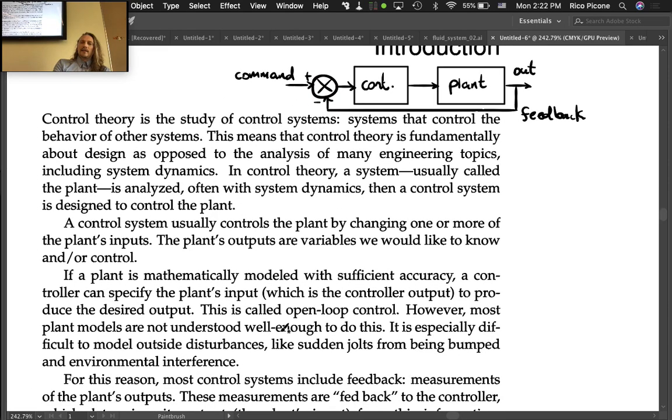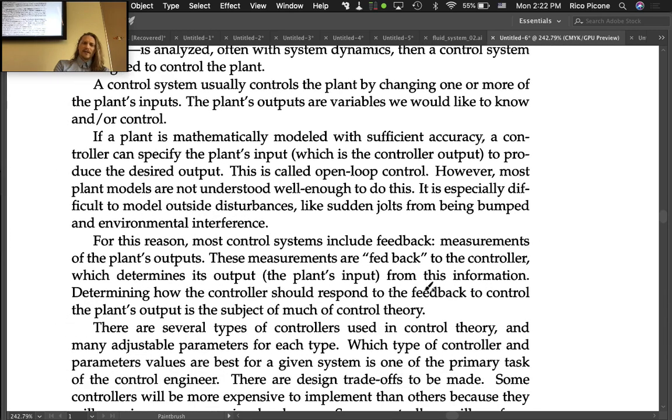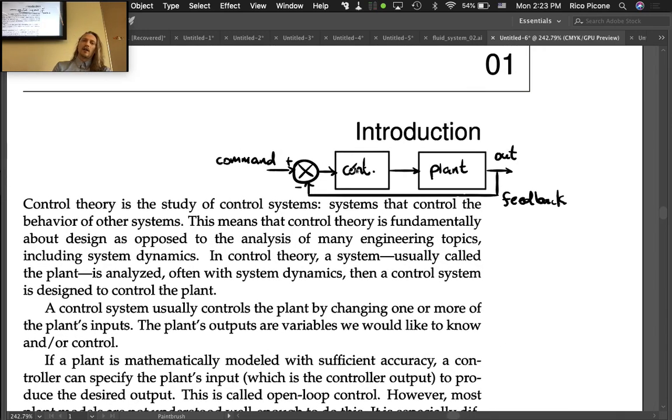If a plant is mathematically modeled with sufficient accuracy, oh, that was the old stuff. For this reason, we feed back the measurement of the plant's outputs. These measurements are fed back to the controller, which determines its output, or the plant's input, from this information. Determining how the controller should respond to the feedback to control the plant's output is the subject of much of control theory. So the question is, what should I put in this controller?